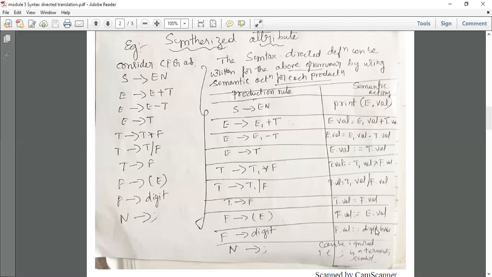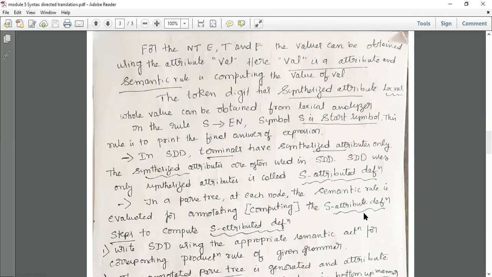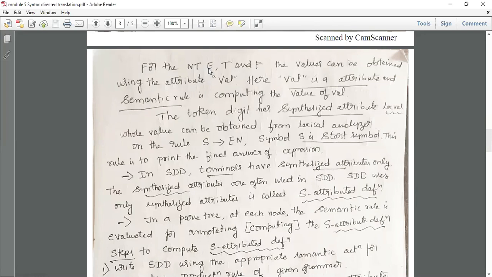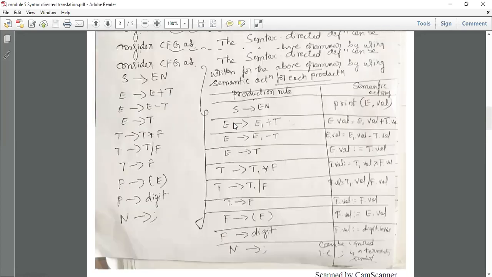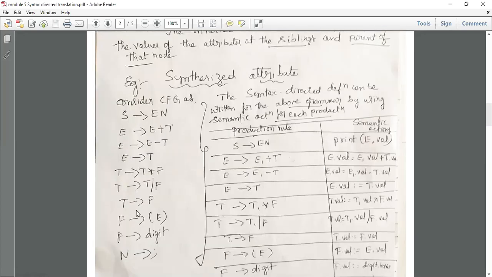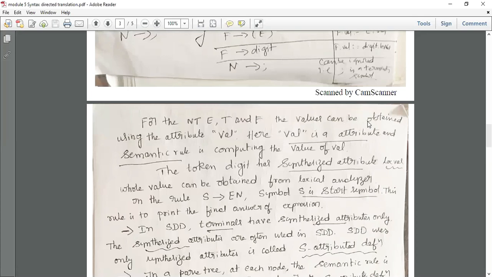So this is what we need to consider. Wherever they mention digit in the production, write F dot val equals digit dot lex val. N tends to semicolon can be ignored, because semicolon is a terminal symbol, directly given, the end of the production. Next, for the non-terminal symbols, wherever we find capital E, T, and F, the values of attributes can be obtained using the attribute val.